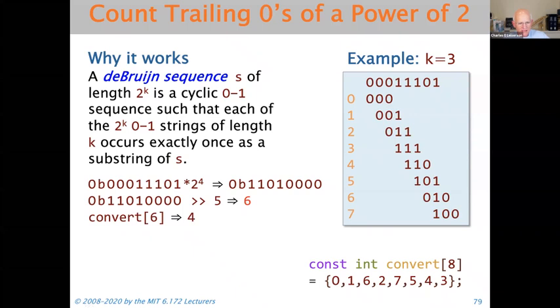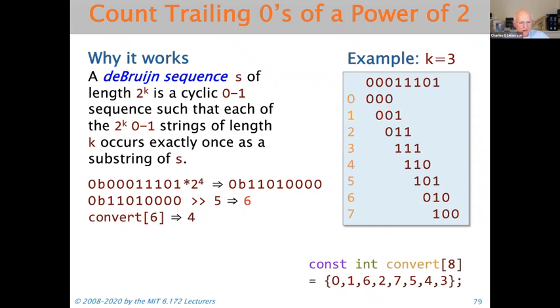Okay? So this code, you can look at it on your own, is pretty clever, okay? And it only involves a table lookup and a multiply, and everything else is single cycle stuff. Okay, so it's really, really fast.